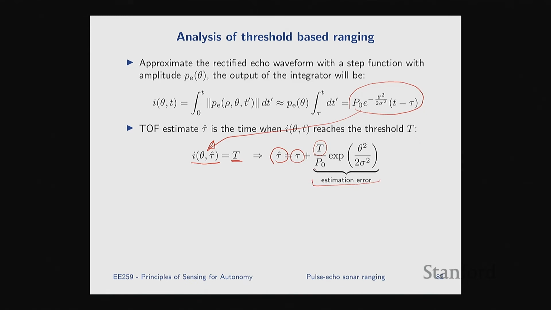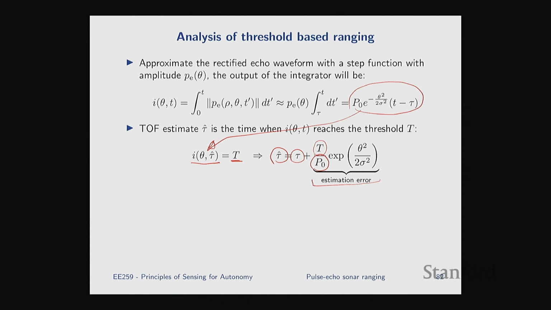What else? P0 we want large. P0 is basically a measure of the amount of echo you get back from the target. So stronger targets are good, those give you big P0s. Closer targets are good, those give you big P0. But it's not really a design parameter. It is what it is according to the distance and the acoustic reflectivity of the target.